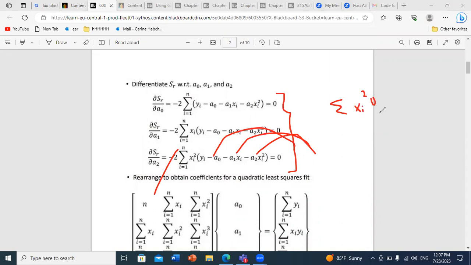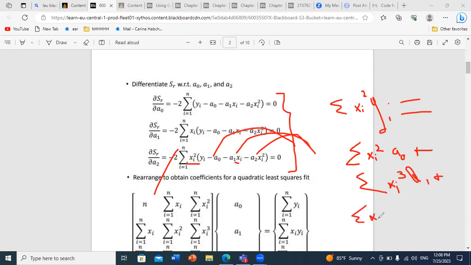times yi, which is the result. It equals these three terms, which go to the other side, so the minus becomes plus. So you have the summation of xi square times a0, plus, when you do xi square times xi, it's xi cubed, the summation of xi cubed times a1, and plus the summation of xi to the power 4. In this way it will be clearer for you.